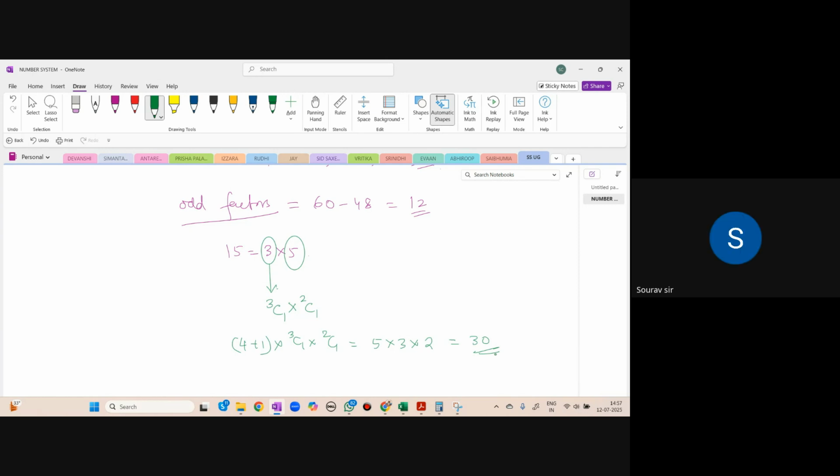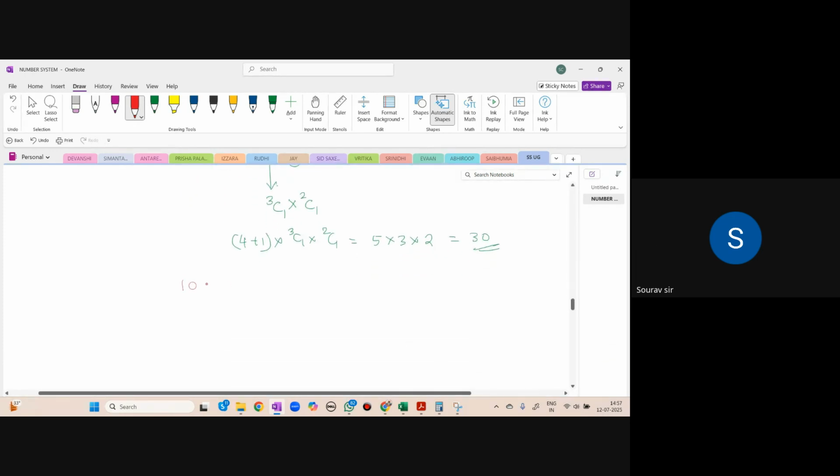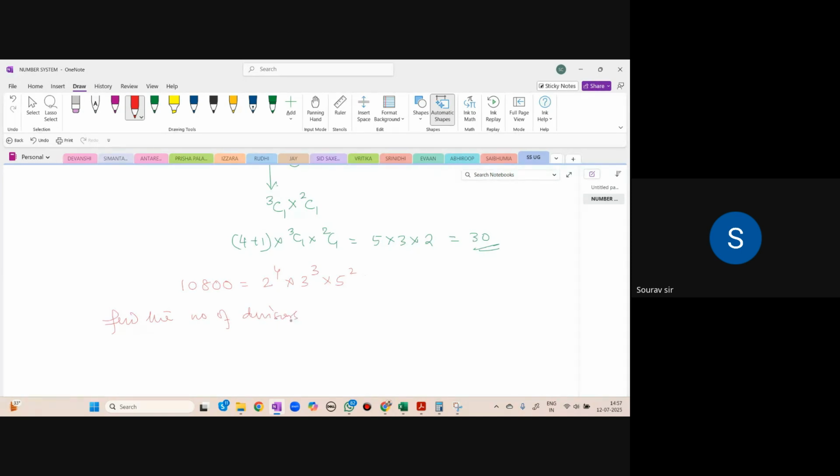Understood? Yes, sir. Okay, let me give a little twist. 10800 is 2 to the power 4 into 3 to the power 3 into 5 to the power 2. Find the number of divisors which are multiples of 12.